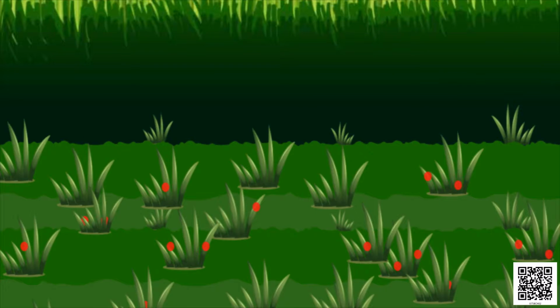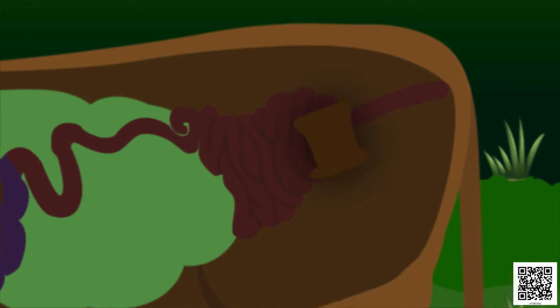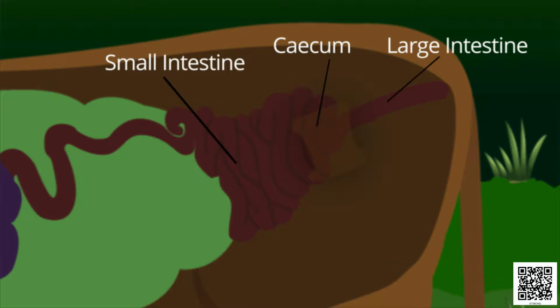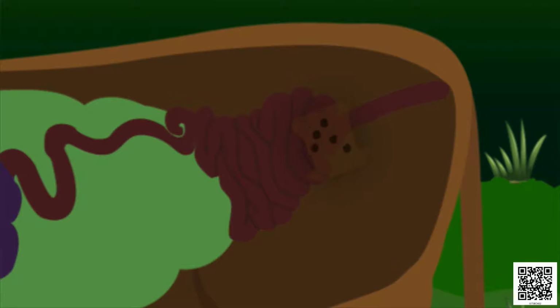The grass is rich in cellulose, a type of carbohydrate. Many animals, including humans, cannot digest cellulose. Ruminants contain certain bacteria which help in digestion of cellulose. Ruminants have a large sac-like structure called cecum between the small intestine and large intestine. The cellulose of food is digested here by the action of certain bacteria which are not present in humans.